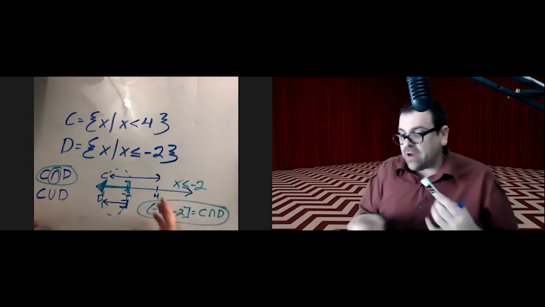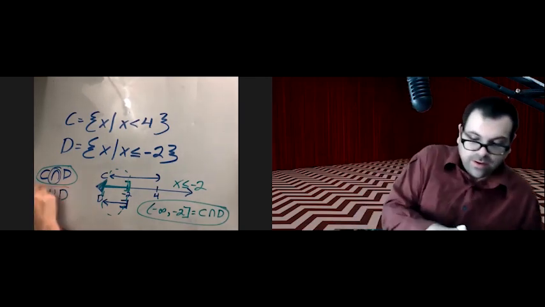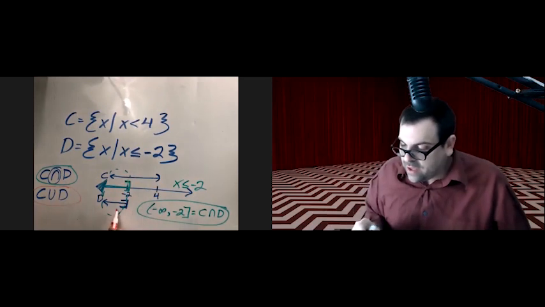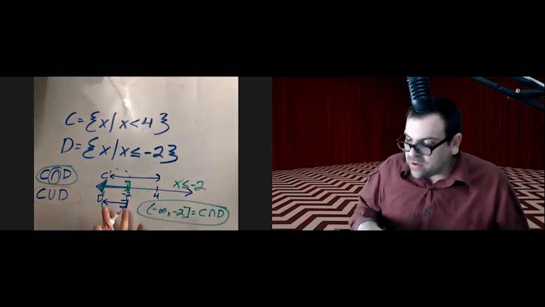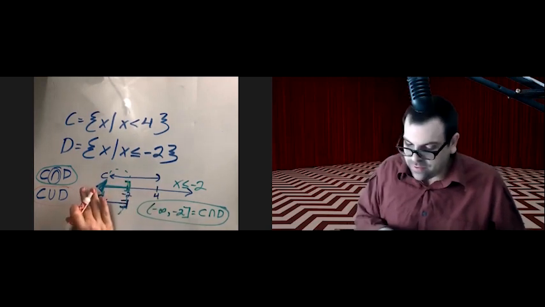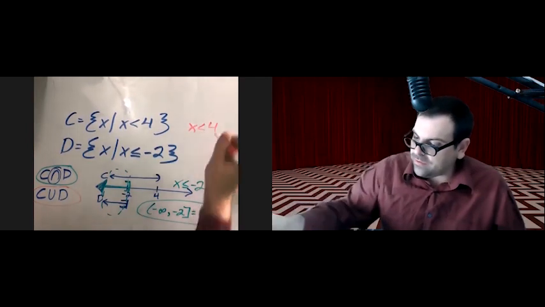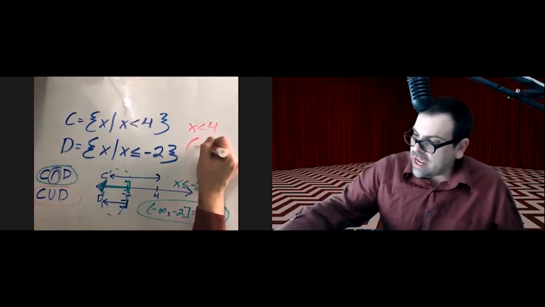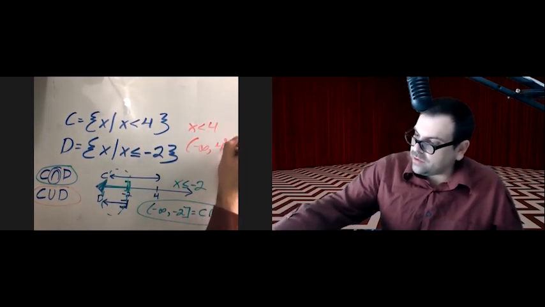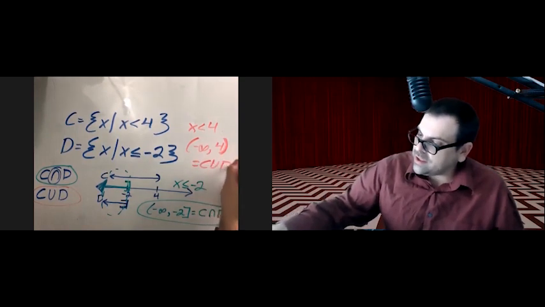C union D, that would be both together. I'm going to circle this in red. Both together, that's all of it. And this right here, D, that's already a part of C. So C itself, x less than 4, or -infinity to 4, but not including the 4, would be equal to C union D here.